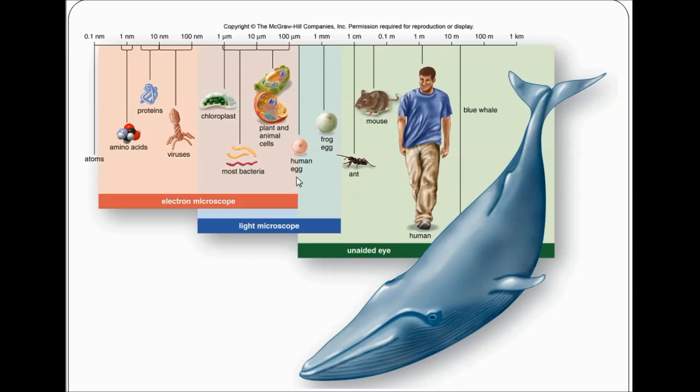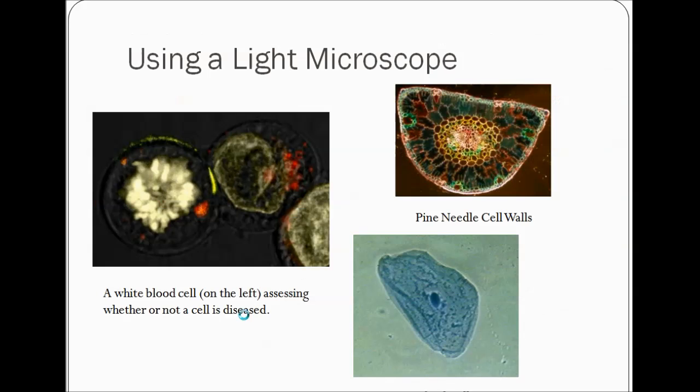Size-wise, we can see a lot of things with the unaided eye. This is just looking at that comparison. And down to a frog egg, it's pushing it. Better seen probably with a light microscope, a compound microscope. And you'll see that these overlap all the way down to the electron microscope, where you're going to see viruses and proteins and smaller organelles, so kind of cool stuff. So let's look at some pictures of those.